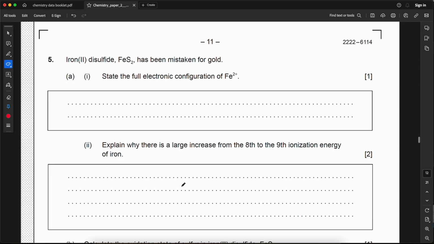Kc will be 0.25. Iron(II) disulfide, FeS2, has been mistaken for gold. State the full electron configuration of Fe2+. Okay, Fe, that would be 1s2, 2s2, 2p6, 3s2, 3p6, 4s2, 3d6. And for Fe2+, you will remove 2 electrons from the s orbital. So everything is the same, you just put 3d6, or you need to repeat again, not like how I did it. So Ar with short notation, 3d6.